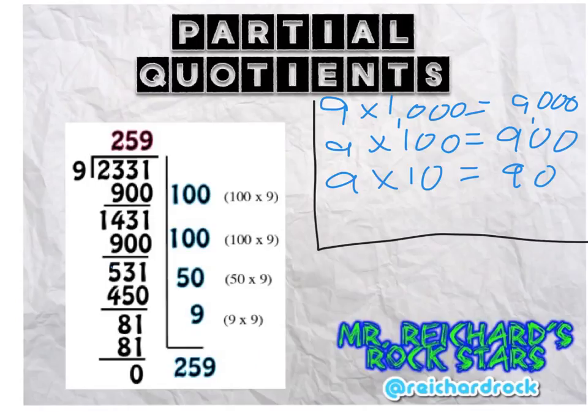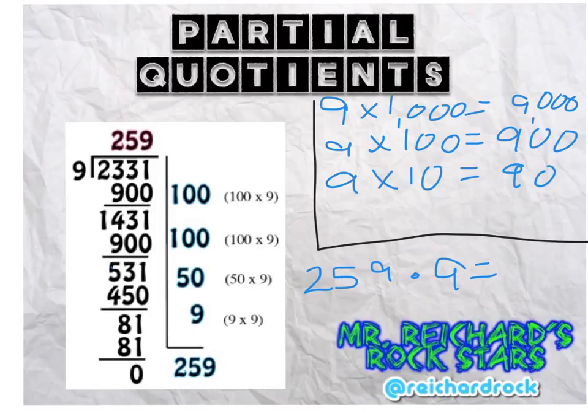Now, how can we go about checking our work? We can use the inverse, which would involve 259 times 9. And that would get you your quotient, or I'm sorry, your dividend that you began with. So if you multiply your quotient by your divisor, you should get your dividend.